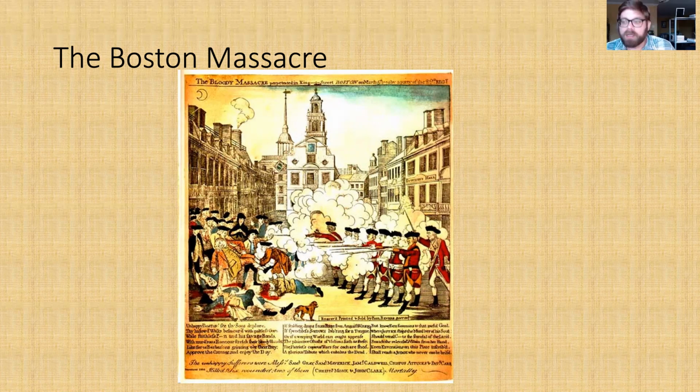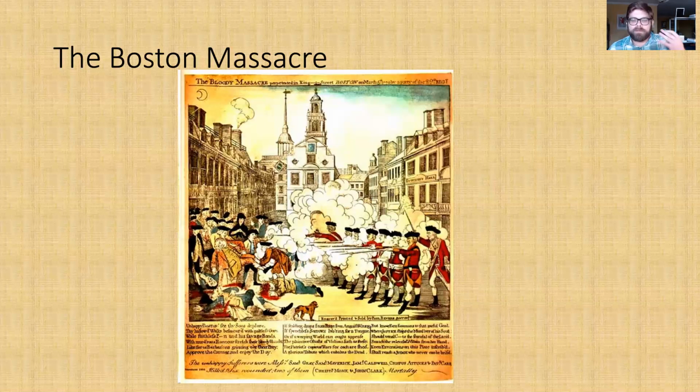After this happens, it causes a huge uproar in the city of Boston, and around the American colonies. And there are all these questions. Did the British officer give the order to fire? Did the soldiers fire on their own? Will the soldiers be held accountable for what they did? Will they be protected by Britain? What caused this incident? And also, what does this mean for the relationship between American colonists and the British?